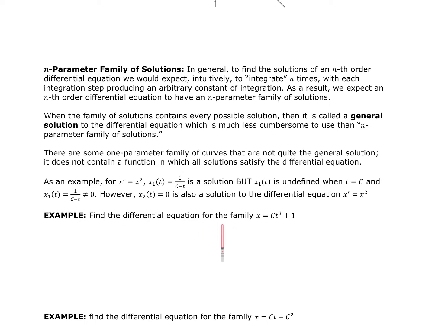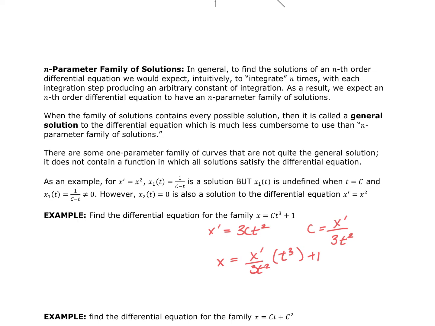If I'm asked to find the differential equation for the family of x equals c t cubed plus 1, then the first thing I'm going to do is differentiate my equation. When I do that, I get x prime is equal to 3c t squared. Now, if I solve for c, c is equal to x prime over 3t squared. If I substitute this back into my original equation, I have x equals x prime over 3t squared multiplied by t cubed plus 1.